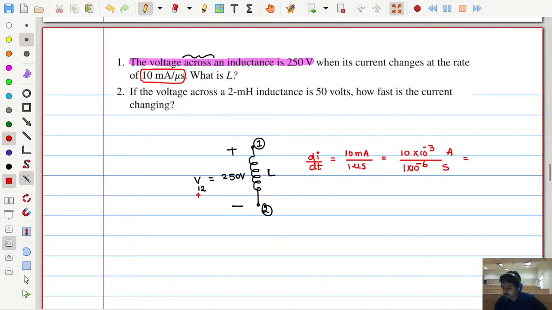If you want, you can simplify this a little bit more. Here 10 power minus 2 is there, here 10 power minus 6 is there. So how much is that? 10 power 4 amperes per second. Is that correct? Check it.